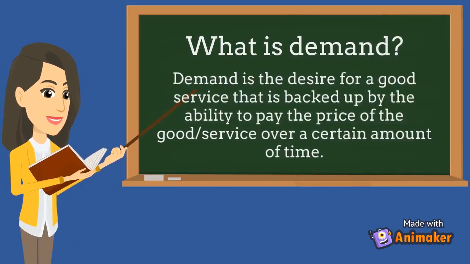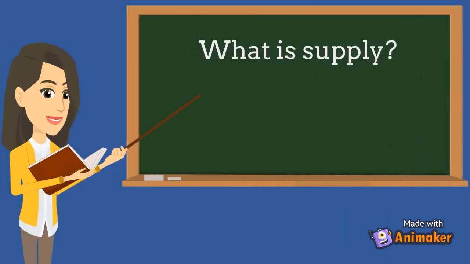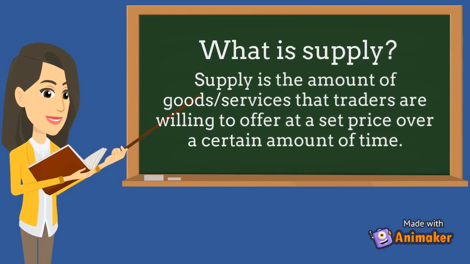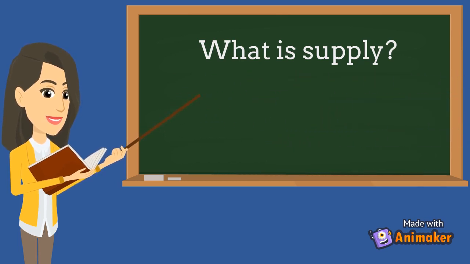What is demand? Demand is a desire for a good or service that is backed up by the ability to pay the price of the good or service over a certain amount of time. You may be asking yourself, what is supply? Supply, on the other hand, is the amount of a good or service that the trader is willing to offer at a set price over a certain amount of time.